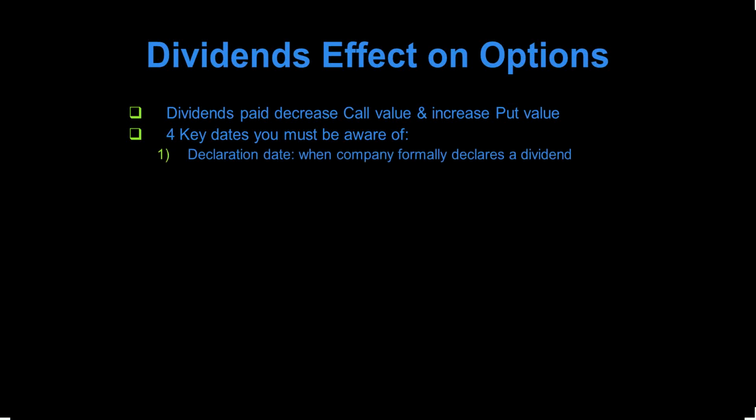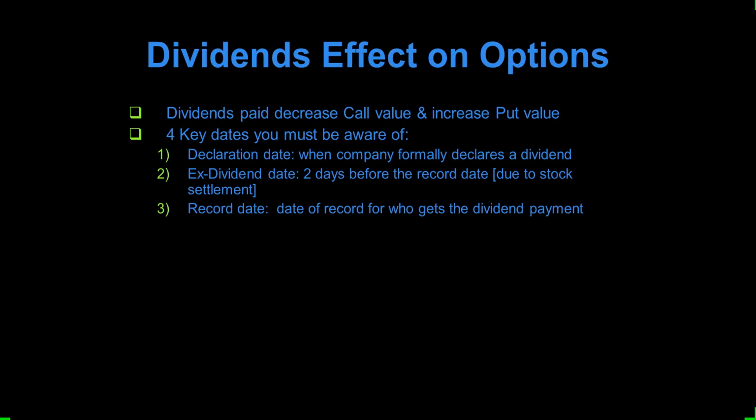Declaration date, that's when a company formally declares a dividend. Ex-dividend date, that's always 2 days before the record date, and that's due to stock settlement. So generally, it takes 2 days for a stock to settle. The record date is the date of record for who gets the dividend payment. And then finally is the payable date. That's the date of payment.